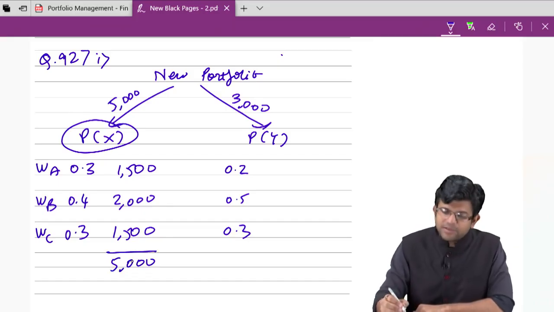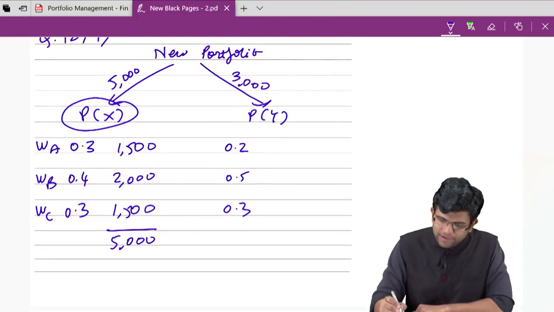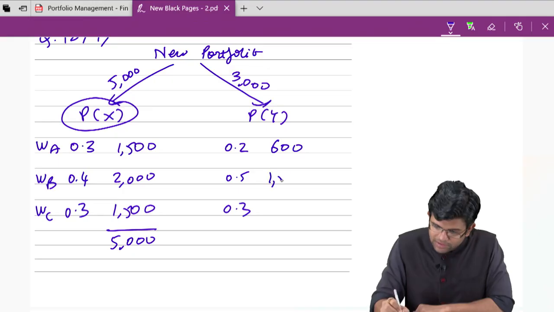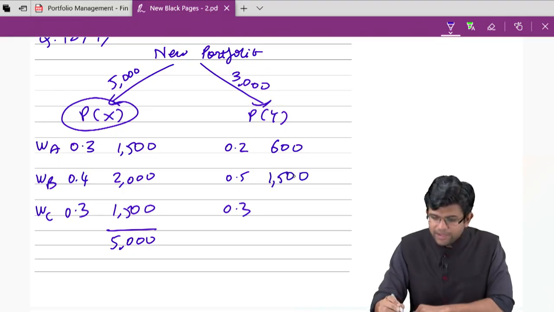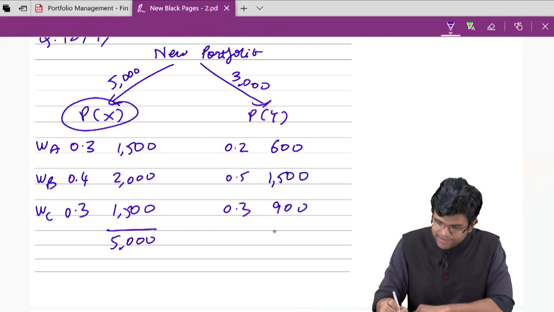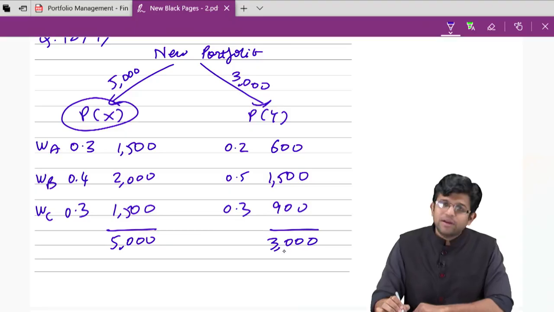Let's see what happens in portfolio Y. We have invested 3,000 in portfolio Y. Therefore, 3,000 into 0.2, 600 rupees will go in security A. 3,000 into 0.5, that is 1,500 will go in security B. 3,000 into 0.3, 900 rupees will go in security C. This is your total 3,000 invested in portfolio Y, which has gone in these proportions in A, B and C.